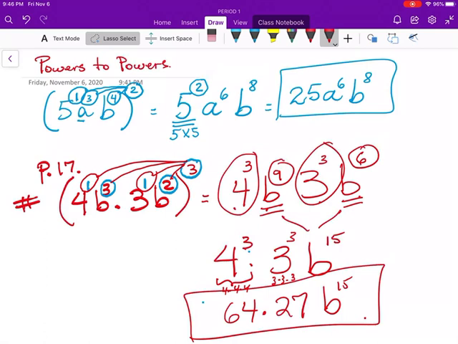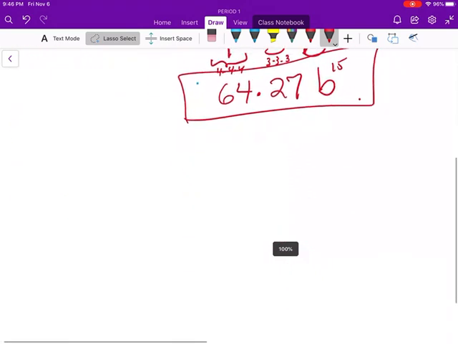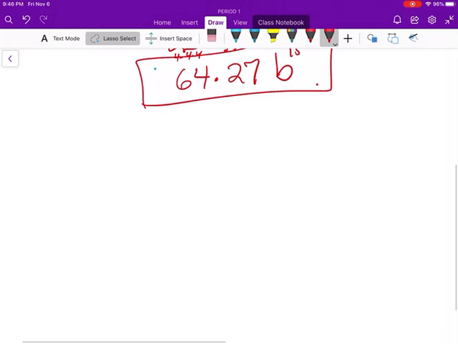Okay, so the front side on 17, you just have the outside power times the inside power. Now I'm going to go over 17b. 17b has some fractions, but you guys have to do the exact same thing. So the rule is the same thing because it's still powers to powers. So on page 17b, I'm going to try question number 12.